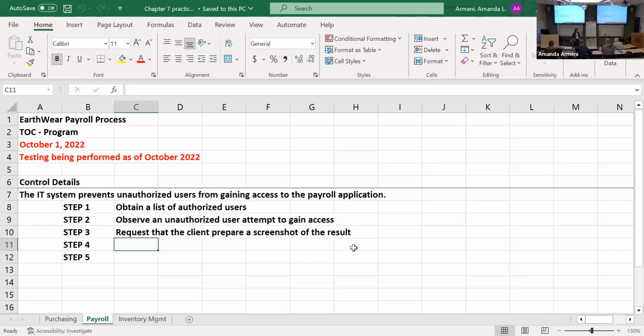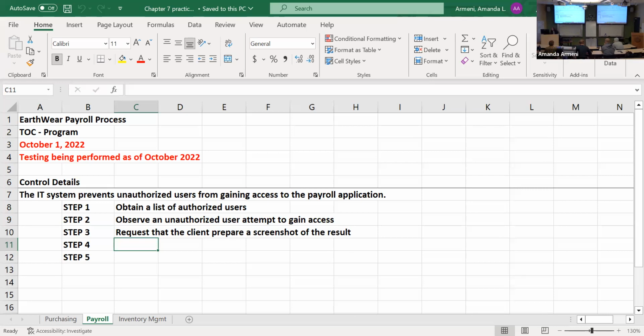If the answer is no, good. He's not supposed to. That control is working. If he logs in and boom, there's the payroll system, that's bad, right? That control is not preventing unauthorized people from getting into that system. That would be a control deficiency. By gathering this evidence and performing these audit procedures, you are able to form a conclusion about whether that control is actually working. Are you with me?